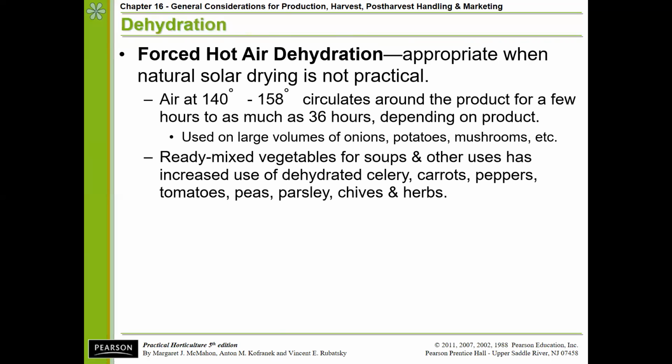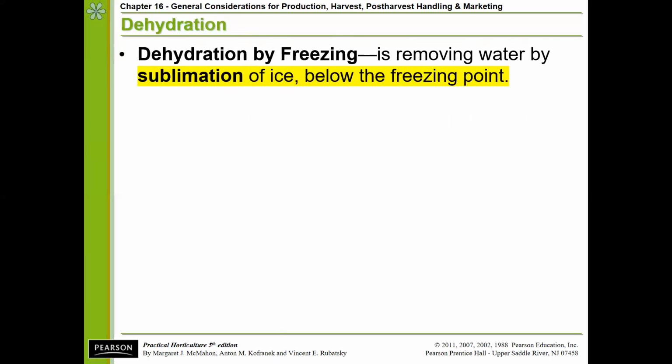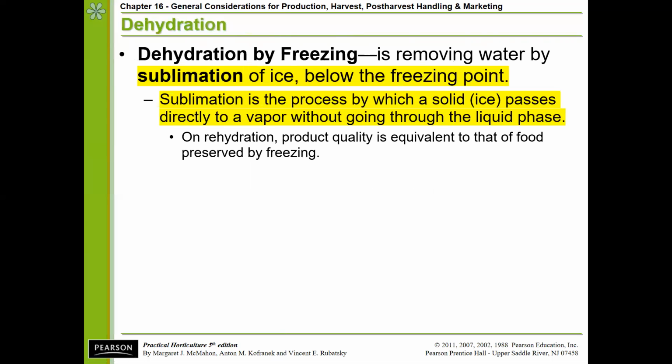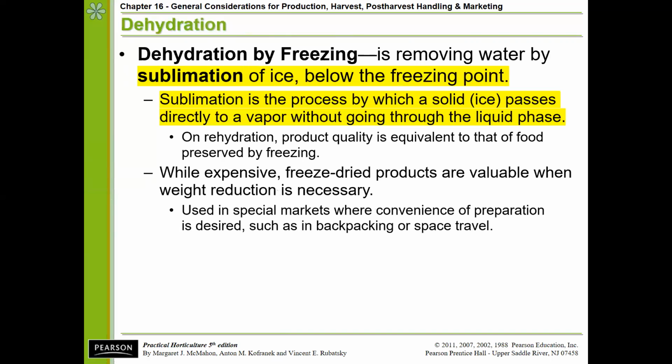Again, it's processing, so it's not often done. For a lot of different produce, it's not done at all for fresh market stuff, right? Because it is processing. You can also do freeze drying, which is basically dehydration through sublimation. Sublimation is just this process where ice passes directly to a vapor without going through the liquid phase. It's expensive to do, but it is done, and I think that's mostly for specialized markets.